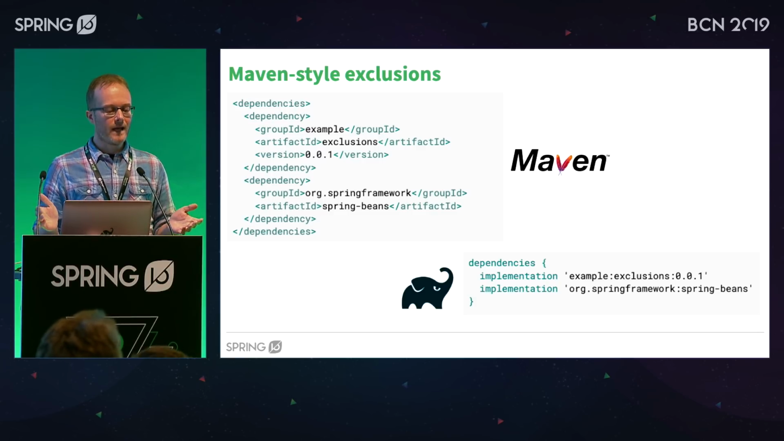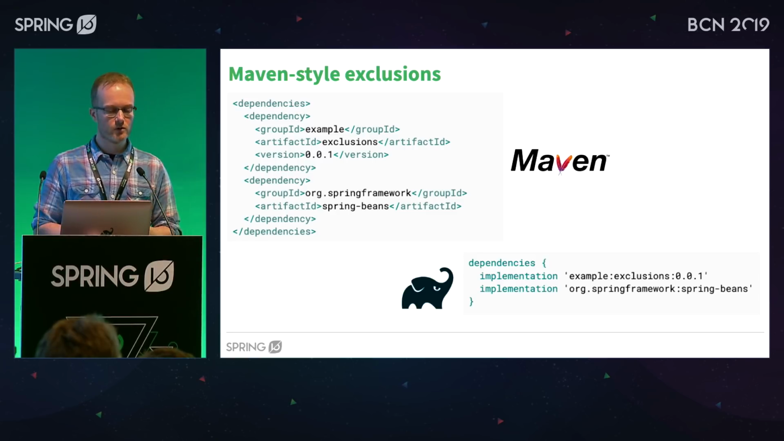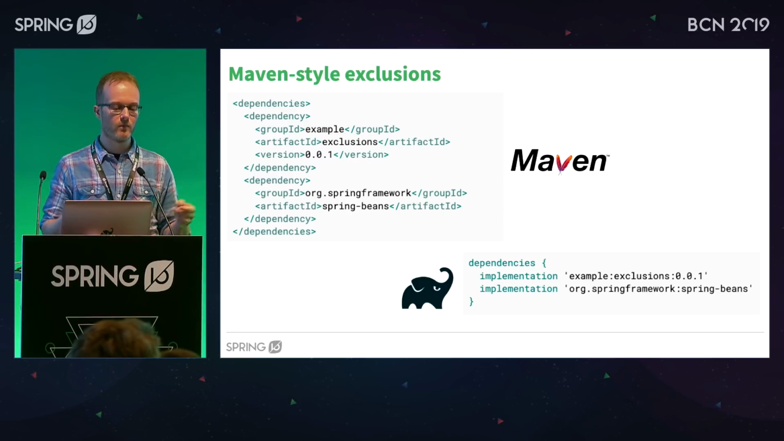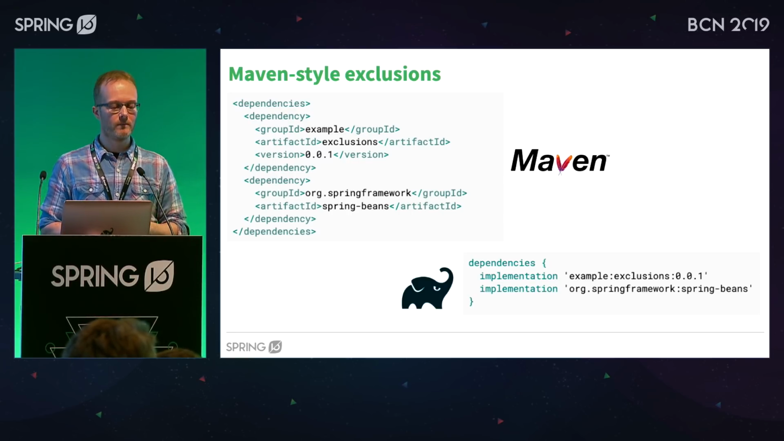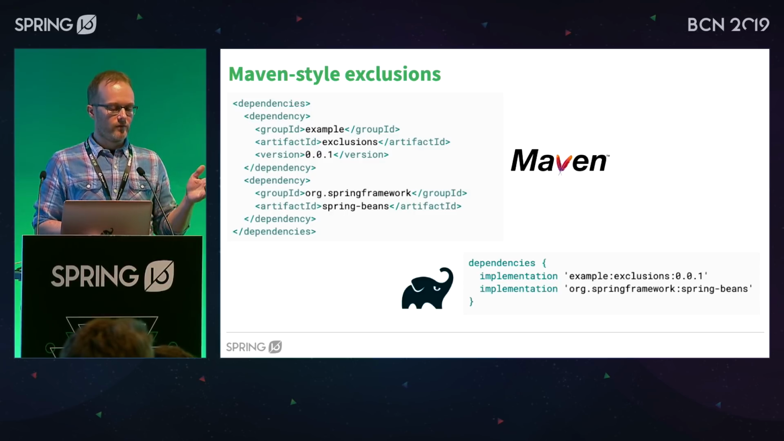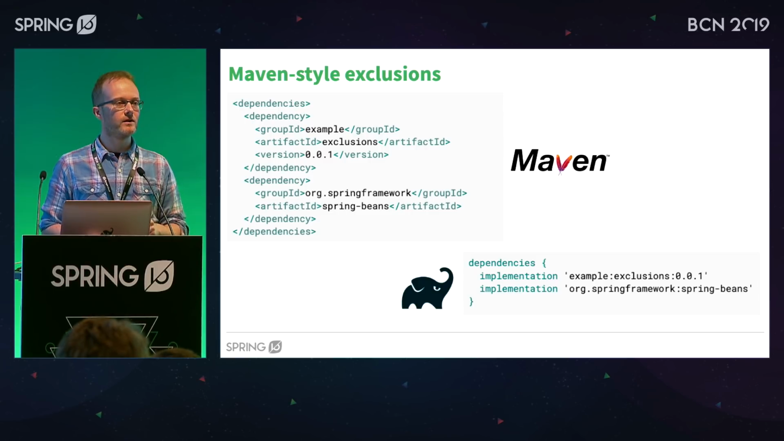So if we then depend on that project in Maven and in Gradle, and also pull in Spring Beans, so we're writing a Spring app, our exclusions example module depended on Spring Core, but in our app we also need to use Spring Beans. So we've got the Maven configuration in the top left and the equivalent Gradle configuration bottom right.